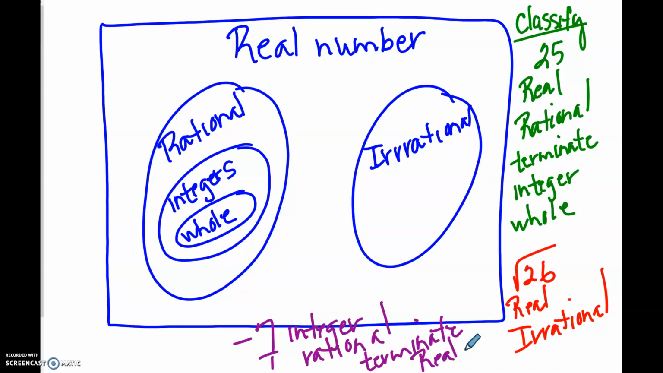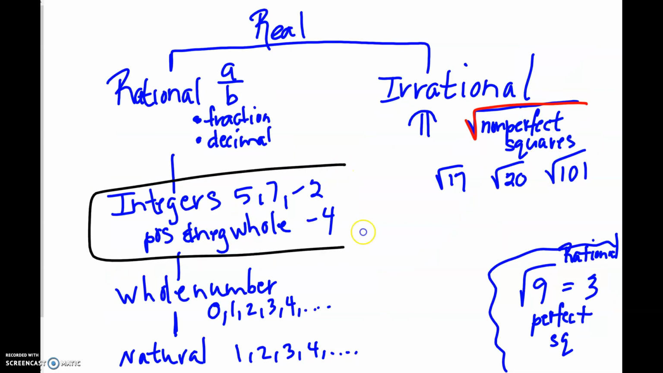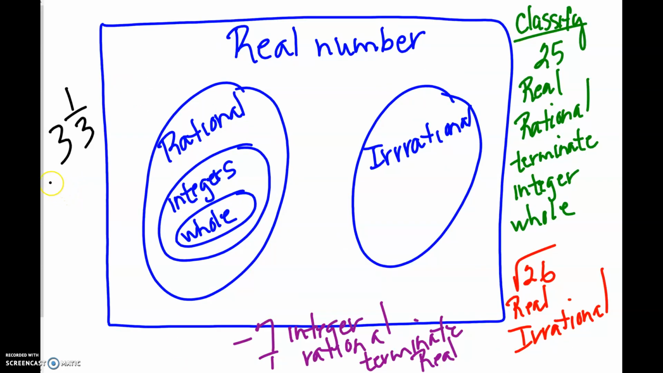All right, let's try another one here. Let's try 3 and 1/3. Is that a whole number? Would a little 3-year-old say 3 1/3, or would they just say 1, 2, 3, 4? So it's not a whole number. And an integer, remember if we go back and look at integers, they are positive and negative whole numbers. Where do we see fractions? Fractions fit under rational. So a fraction is going to be a rational number.